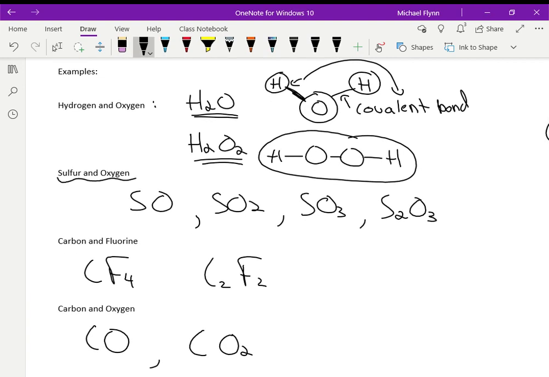So let's take this example of sulfur and oxygen. You can get many different compounds. That's called sulfur monoxide when you have just 1. This is sulfur dioxide when you have 2. This is sulfur trioxide when you have 3. And here we have disulfur trioxide. See, sulfur and oxygen can combine in several different combinations. There's no crossover rule to predict it.